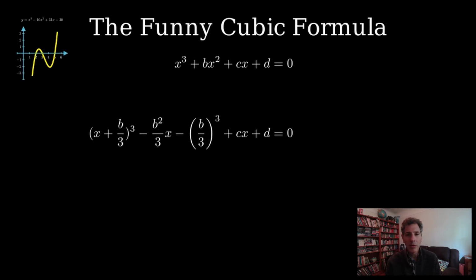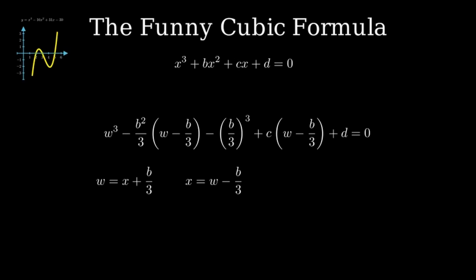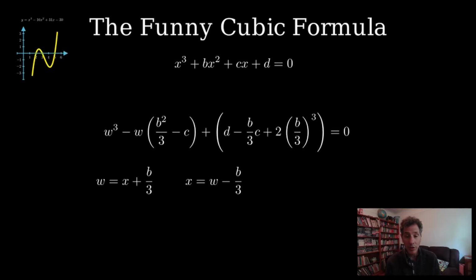Notice that now there is no longer an x squared term. However, there is an implied x squared term in our x plus b over 3 cubed term. But if we make a change of variables, for example w equals x plus b over 3, we can truly get rid of any squared term, and we can instead write an equation in terms of w. This new equation is a cubic equation in w, but without a w squared term. So we're making some progress.